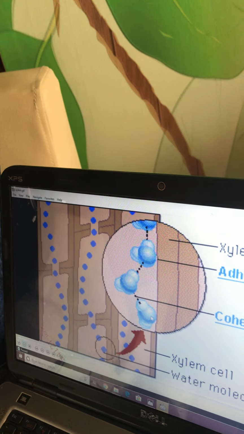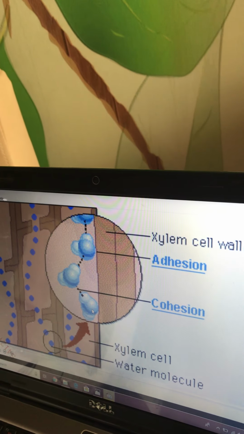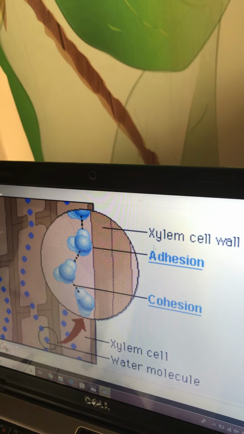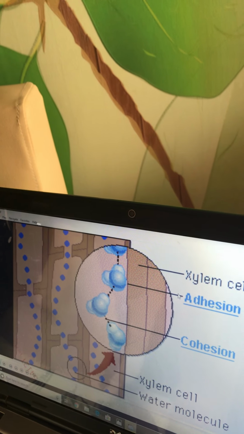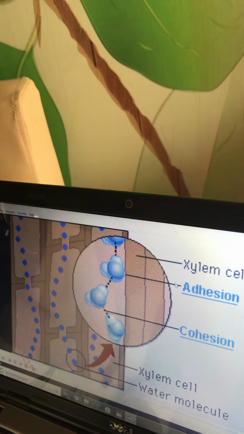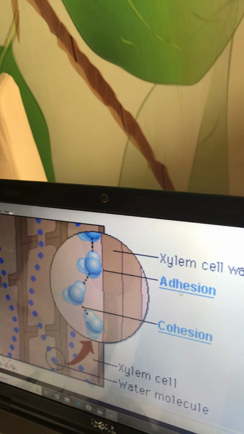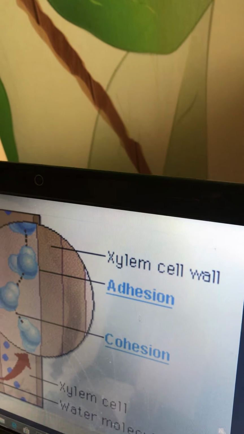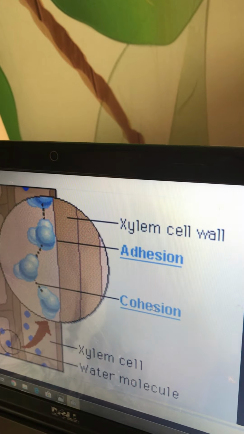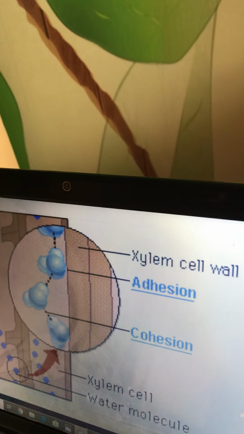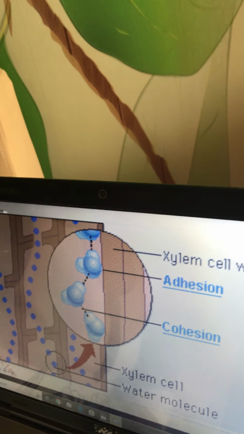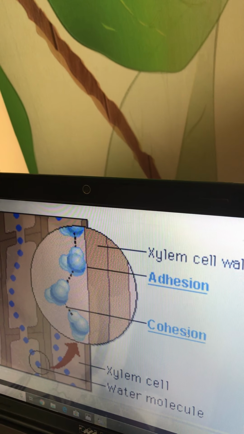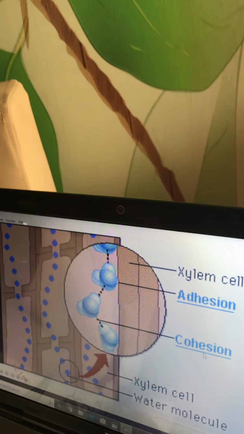Now here you can see there are two types of forces acting on it. One force helps the water molecules to stick together and make a continuous column. One force is called adhesive force or adhesion, and another one is called cohesive force or cohesion. Adhesive force and cohesive force. Let us see what is adhesive force, what is cohesive force.